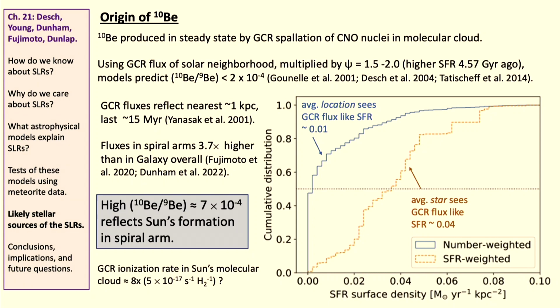And when you account for that, that means that the cosmic ray flux in the molecular cloud the sun formed in, if it formed in a spiral arm, would also be much higher and totally consistent with the 7 times 10 to the minus 4 beryllium-10 to beryllium-9 ratio. This also means that beryllium-10 in the solar system provides a great constraint on the cosmic ray flux in the sun's molecular cloud if you're interested in doing astrochemistry.